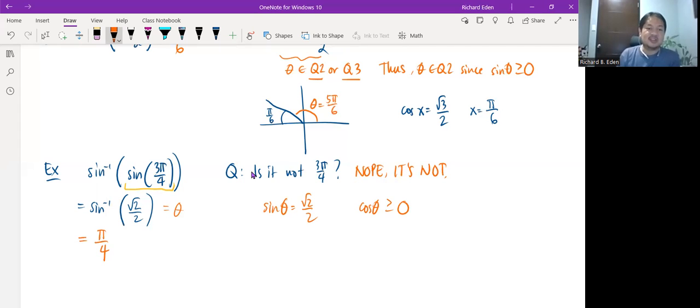So yes, sine inverse of sine of 3 pi over 4 is not 3 pi over 4, but rather it is equal to pi over 4. Okay, so one more example.